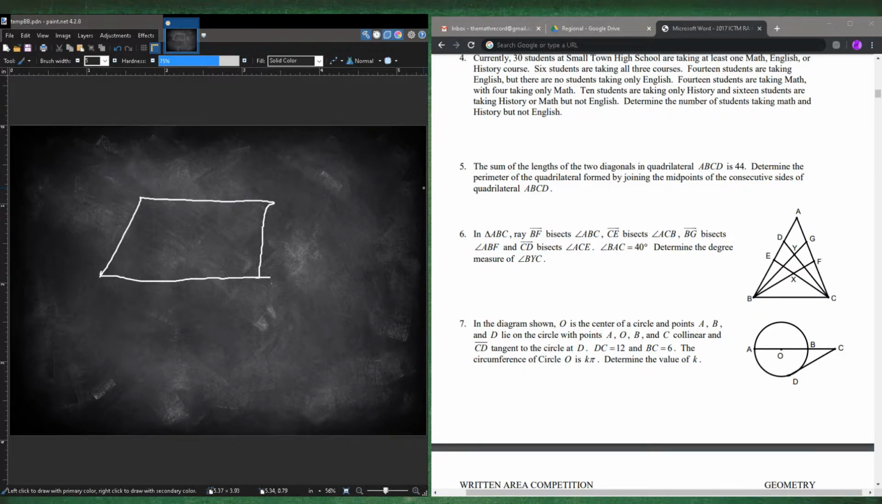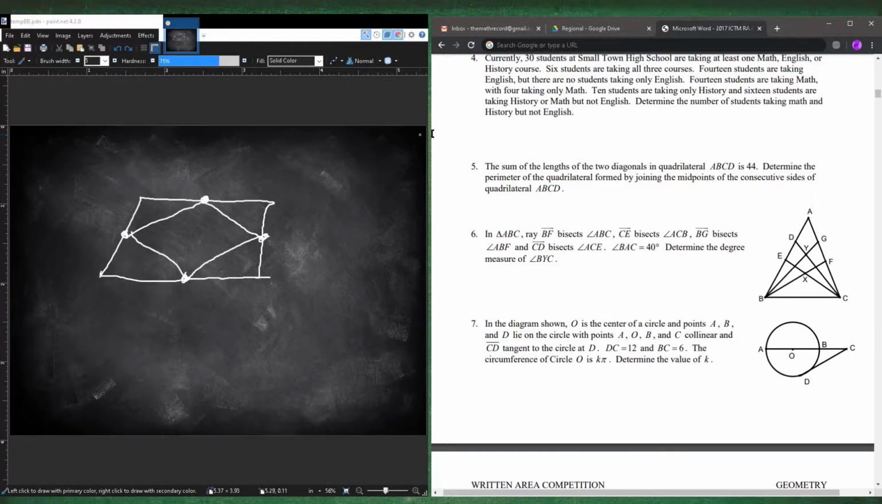Now, the sum of the two diagonals, right? We have a diagonal here and a diagonal here, and when you add these two lengths, that's 44. So we determine the perimeter of the quadrilateral formed by joining the midpoints of consecutive sides of ABCD. If we make a midpoint right here, here, here, and here, and you make lengths that go through every single one, and add all those lengths together, you get that perimeter. So what's that perimeter?